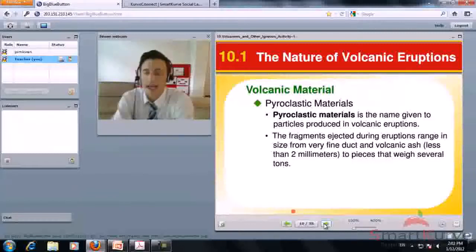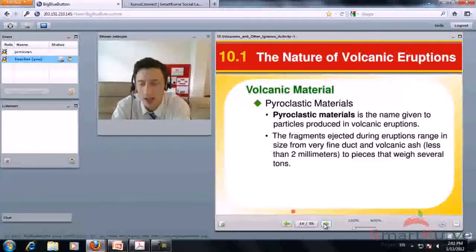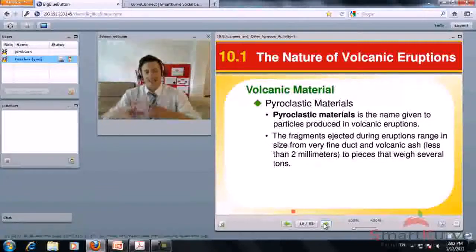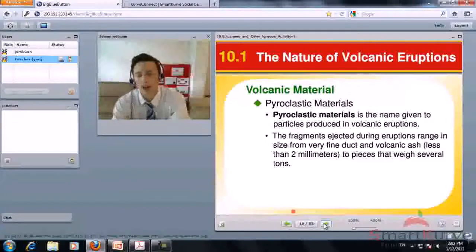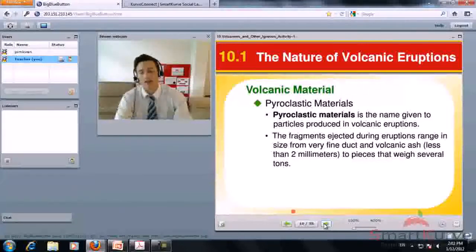All right, next. Pyroclastic materials. These are the name given to the particles produced in volcanic eruption. The little pieces that come out of a volcano. The fragments ejected during eruptions range in size from a very fine dust to pieces weighing several tons.